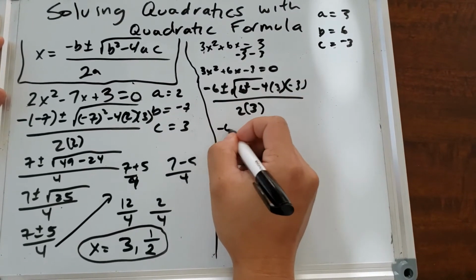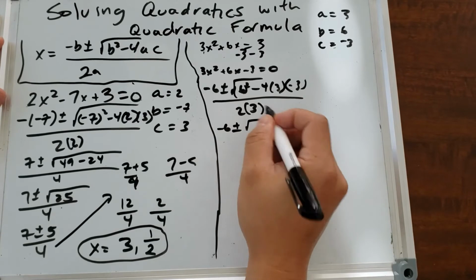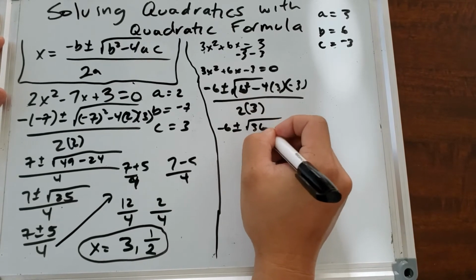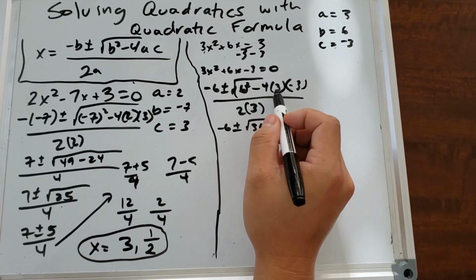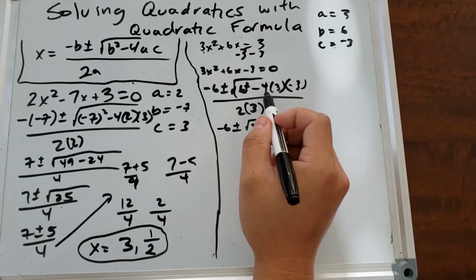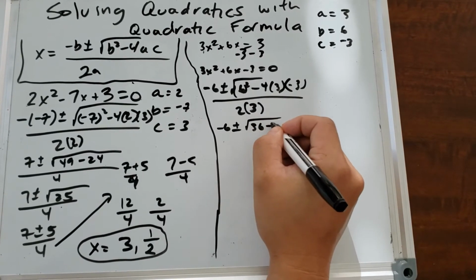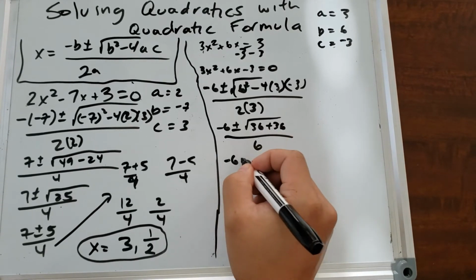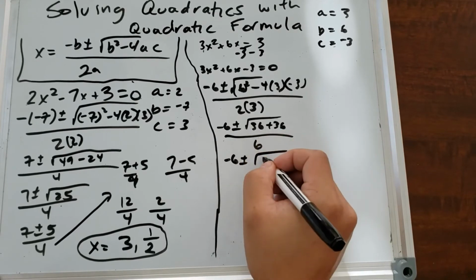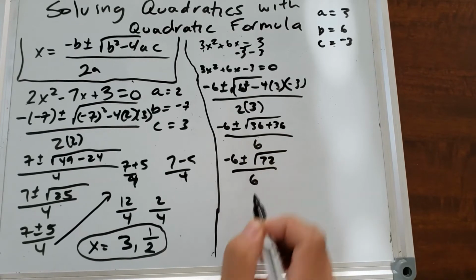Negative 6 is going to stay the same. Don't need to do anything to it. 6 squared gives me 36. Now, negative 4 times 3 gives me negative 12. Negative 12 times negative 3 gives me a positive 36 over 6. And this is going to give me negative 6 plus or minus 36 plus 36 is 72 over 6.